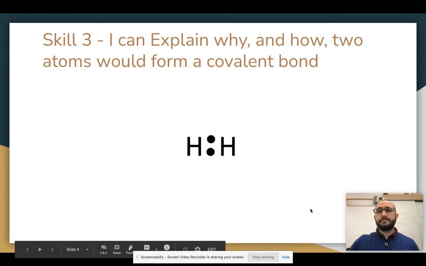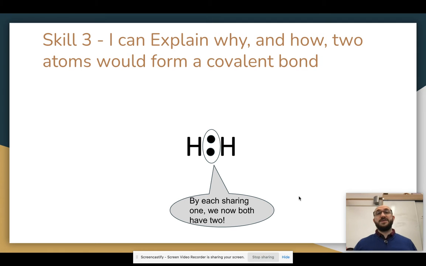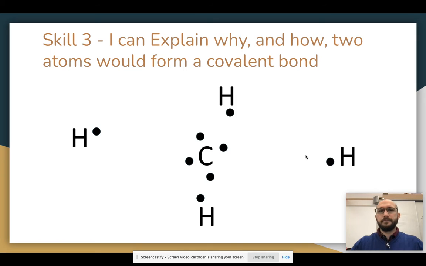And it looks like that. So the electron from the left is being shared between both. The electron on the right is being shared between both. So now both atoms have access to 2. So both atoms now have 2 valence electrons because of what I just circled, which is called a covalent bond. By each sharing 1, they now both have access to 2. That is what a covalent bond is, and they do it to get a full valence shell, or at least closer to it.